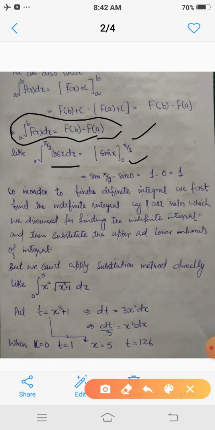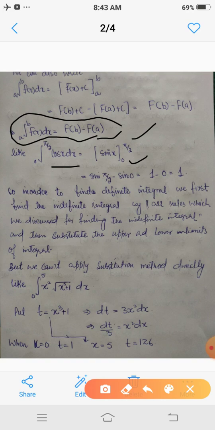Now we can say that in order to find this definite integral, we first find the indefinite integral. We have a number of methods to find the indefinite integral, like the substitution method, integration by parts, and some standard rules. So first find the indefinite integral, then substitute the values of the upper and lower limits, and we can find the definite integral. But we cannot apply the substitution method directly.